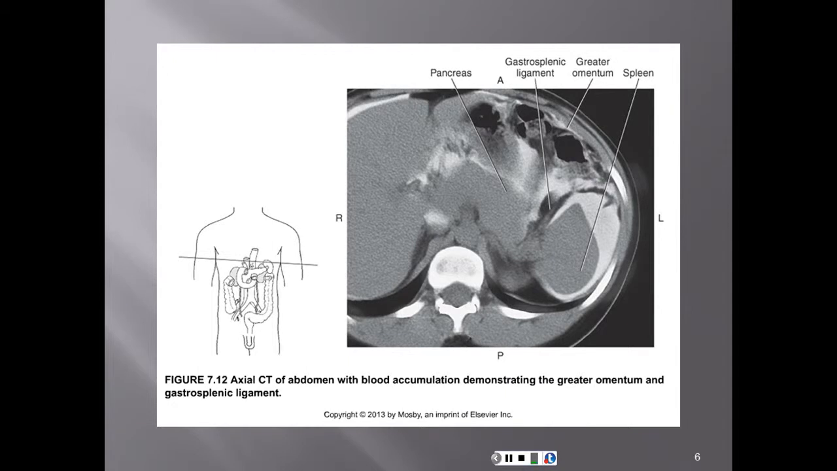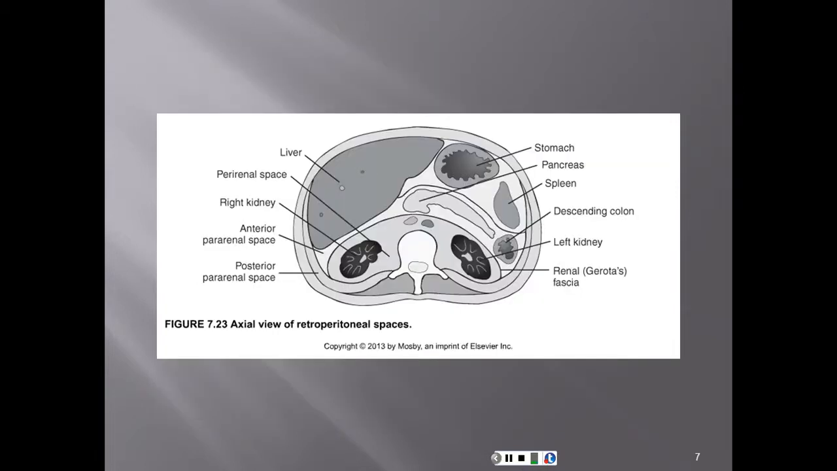There is pathology depicted in this image. You should be able to identify the pathology in this image. This is a CT axial image of the abdomen and pelvis. This image here is located on page 410.